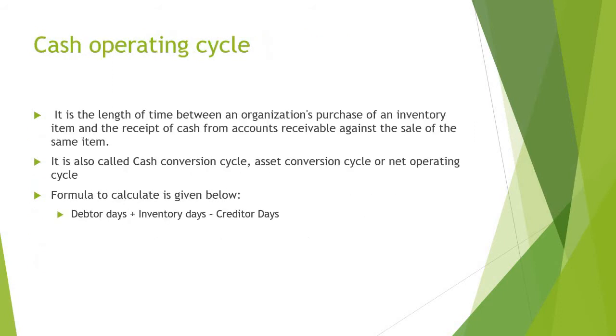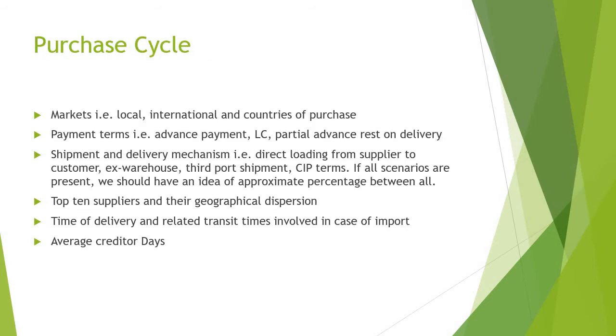The next thing in our agenda is cash operating cycle. We should know the cash operating cycle of our business. Basically, it's the length of time between the organization's purchase of an inventory item and recovery of cash from accounts receivable against the sale of the same item. It is also called cash conversion cycle, asset conversion cycle, net operating cycle. The formula for the calculation is also given for your reference. So now here comes the purchase cycle.